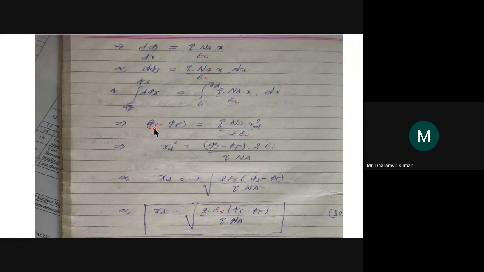Perform the integration here. This will result in phi s minus phi f equal to, and this is x dot dx, so this will be x square by 2, and when we apply the limits, it equals xd square minus 0, that is xd square. So it becomes q dot na dot xd square by 2 epsilon si. From this equation we can calculate the value of xd easily. xd square is expressed with this term, and xd will be given as the square root of 2 epsilon si mod phi s minus phi f by q dot na.